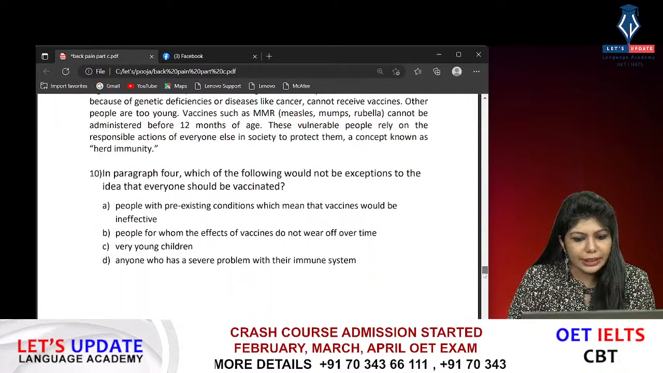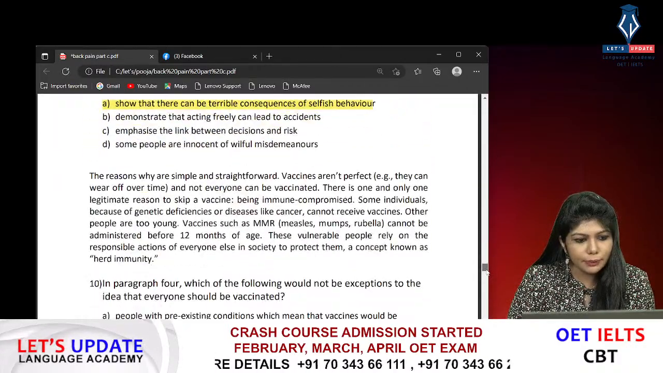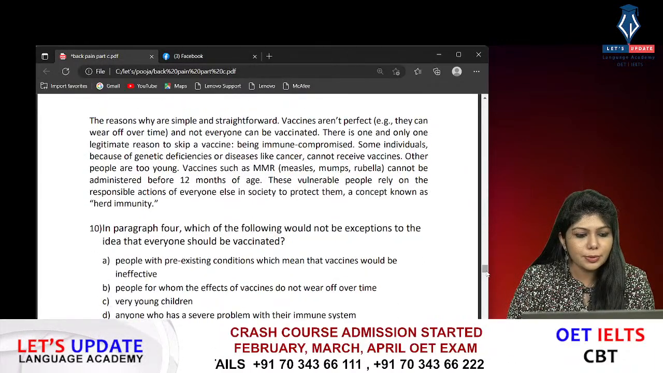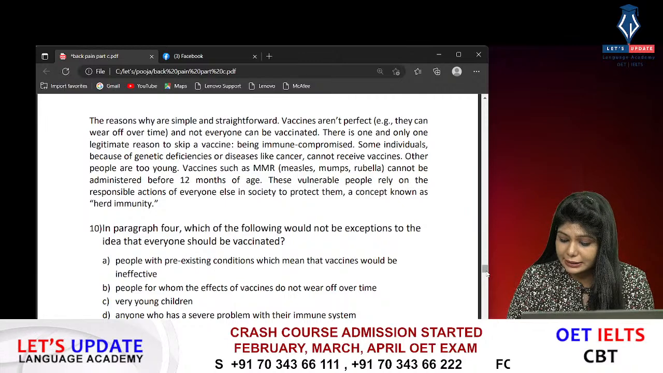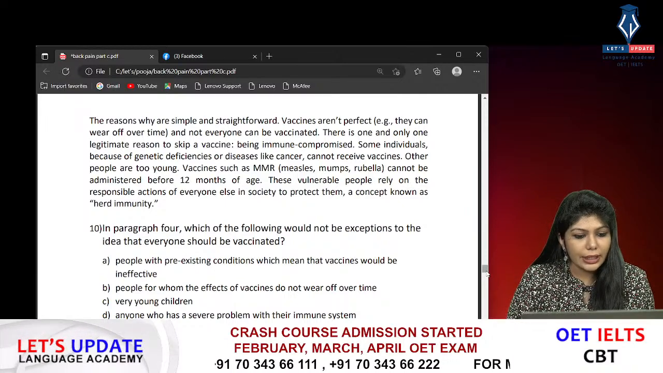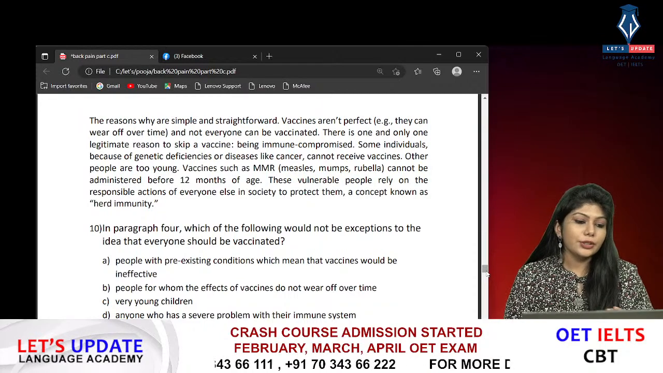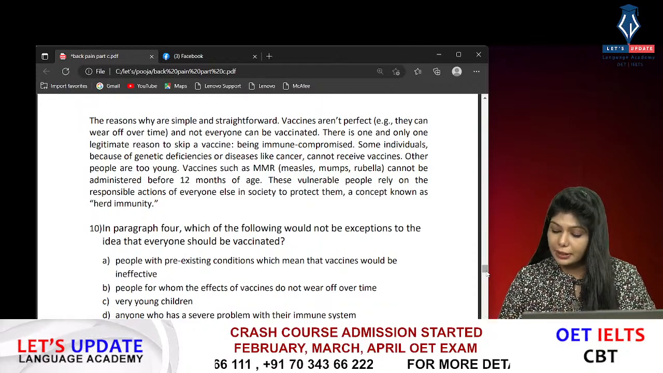So moving to the next question, the 10th question. Paragraph 4: which of the following would not be exceptions to the idea that everyone should be vaccinated? You can see the paragraph over here, so I'll give you a minute to read it and then we'll solve it together.